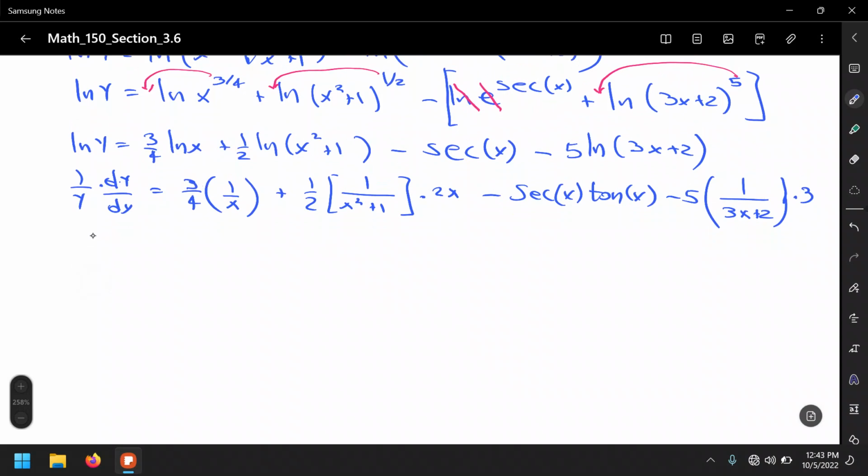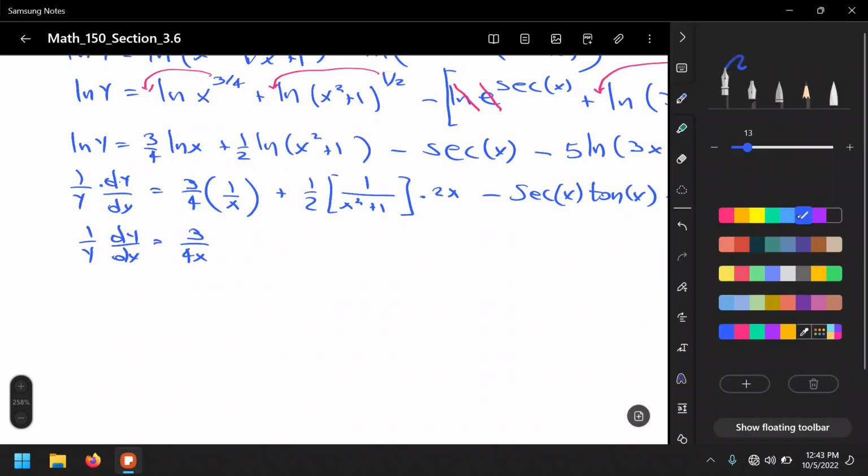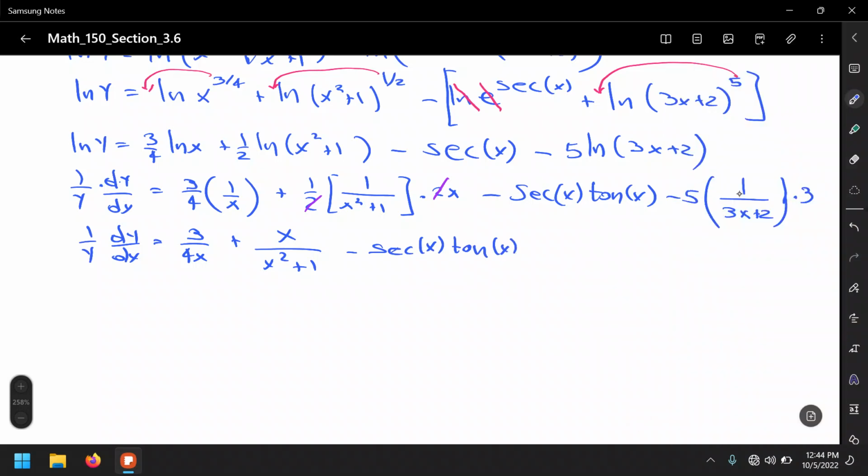So let's simplify this. So this will be 1 over y dy dx equals 3 over 4x. And notice how these 2's cancel here. And we can multiply x times 1 to get x over x squared plus 1, minus secant tangent, and minus 5 times 3, which is 15, over 3x plus 2. So we're done with the differentiation. All we need is to move that y to the other side. So that's dy dx.